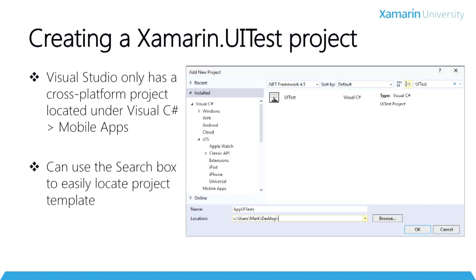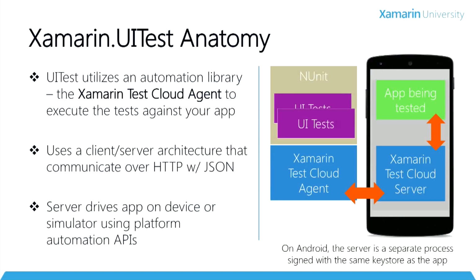Now, we're almost ready to start writing some UI tests. However, there is a little more setup that we have to do. The UI tests you write are contained in a class library which is run through NUnit. To drive the application through the tests, Xamarin.UITest relies on an automation library called the Xamarin Test Cloud Agent. This automation library is what lets your acceptance tests drive the application. It's important to recognize that you can only interact with your specific app, not with the phone system in general.